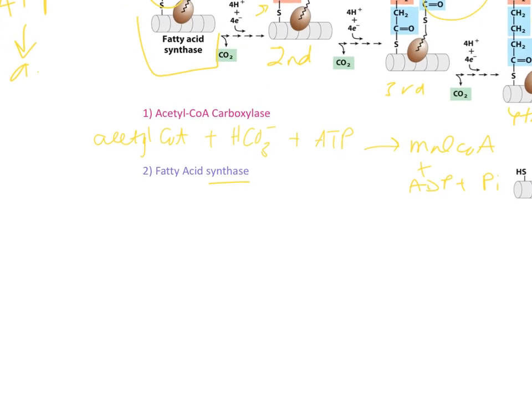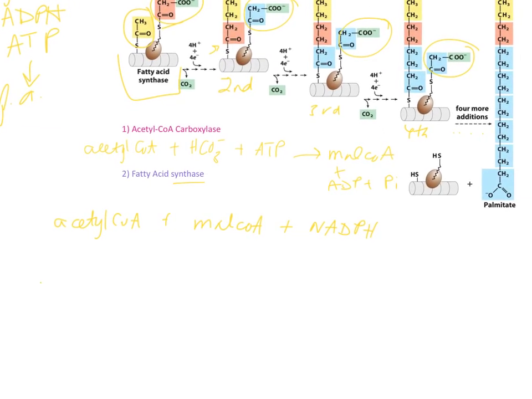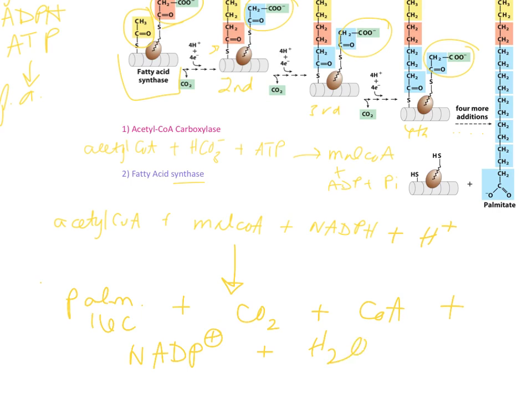Fatty acid synthase takes 1 acetyl-CoA plus mal-CoA. We'll add in the numbers of things that we need. Plus NADPH plus H plus. And that gets us to palmitate, which is 16 carbons, plus CO2, plus CoA, plus NADP plus, and water.